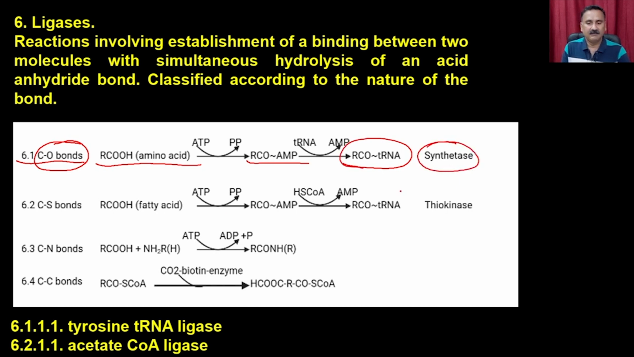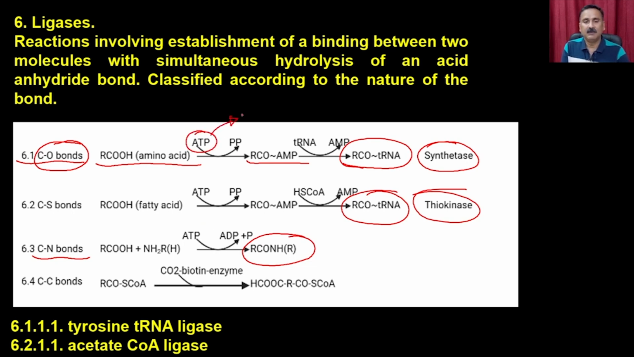Then we can also have the thiokinase. Thiokinase is forming this bond between the carbon and sulfur. And then we can also have the CN bond, which is going to synthesize this. And you see in all these reactions, the ATP is working as a source of energy, because you require energy if you want to synthesize new compounds. You will get the energy when there is a breakdown.